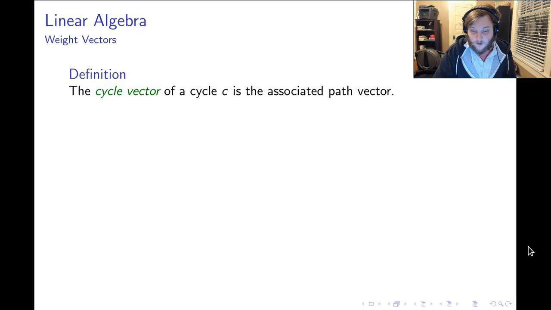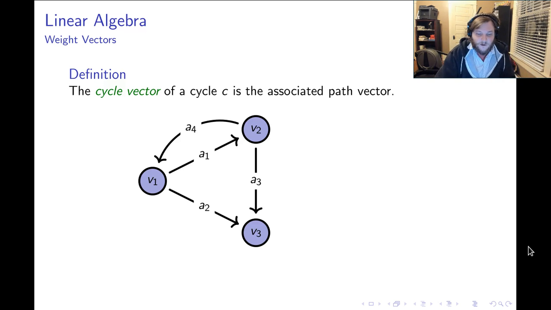Same goes for cycles. So the cycle vector is the vector that organizes the data of a cycle. So let's say that we took a cycle in this digraph. Let's say we traveled from V1 to V3 by traveling with A2. Then let's say that we travel from V3 to V2 by traveling against A3. And then let's say we travel back to V1 by going against A1. That is a valid cycle in the directed graph.